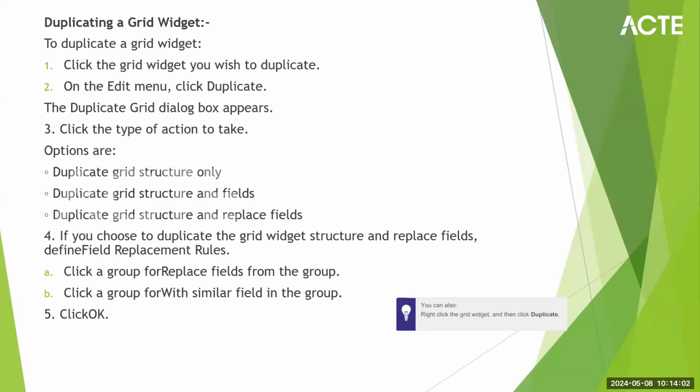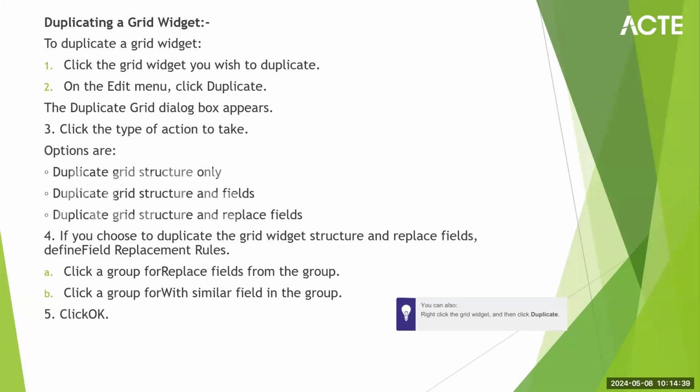Duplicating a grid wizard. To duplicate a grid wizard, click the grid wizard you wish to duplicate. On the edit menu, click duplicate. The duplicate grid dialog box will appear, and click the type of action to take. The options are duplicate grid structure only, duplicate grid structure and fields, and grid structure and replace fields. These are the types of duplicate available.